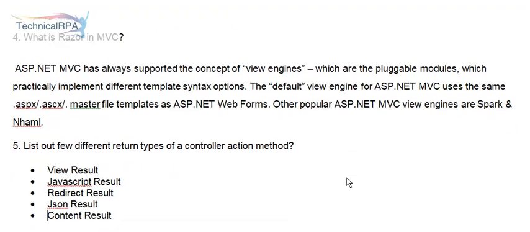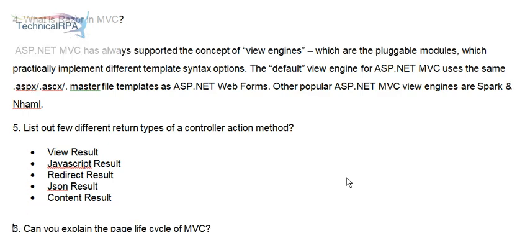4. What is Razor in MVC? ASP.NET MVC has always supported the concept of view engines, which are pluggable modules that implement different template syntax options. The default view engine for ASP.NET MVC uses the same .aspx/.ascx/.master file templates as ASP.NET Web Forms. Other popular ASP.NET MVC view engines are Spark and Haml.